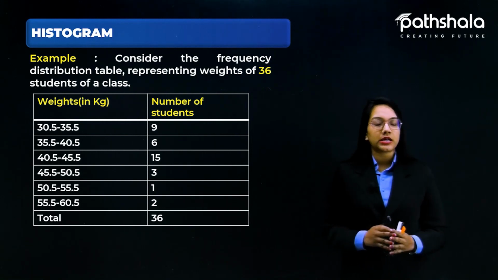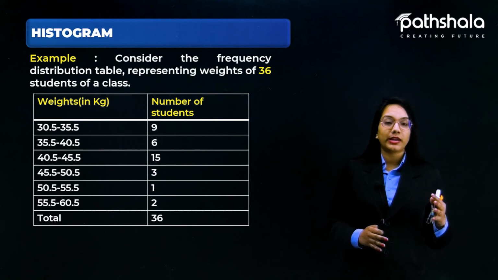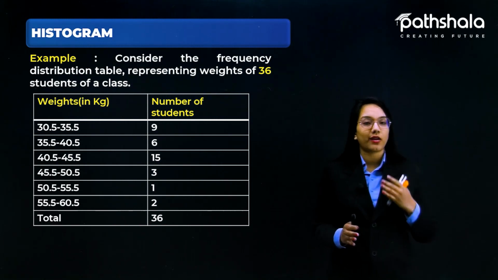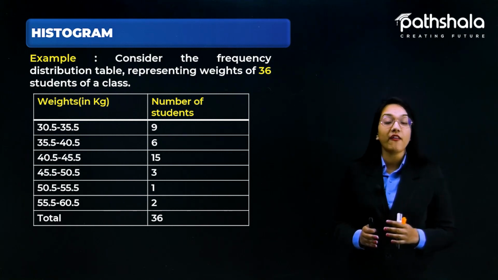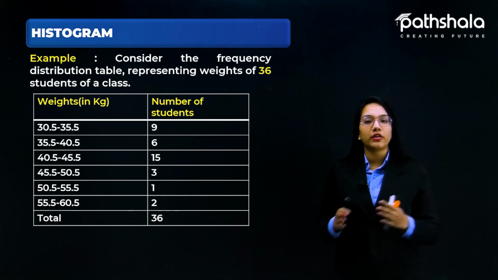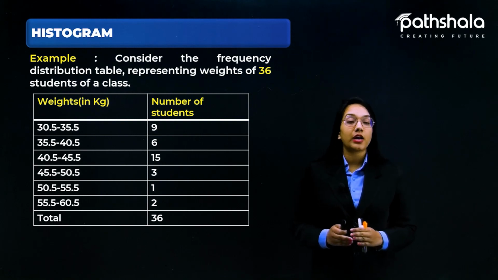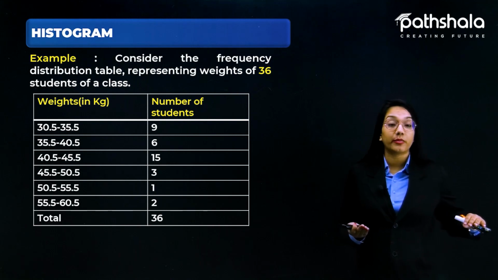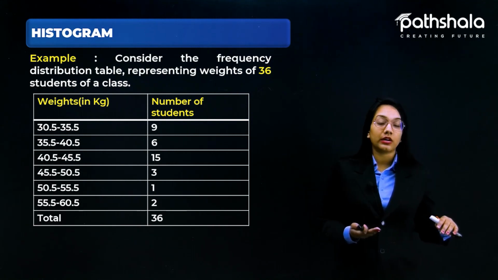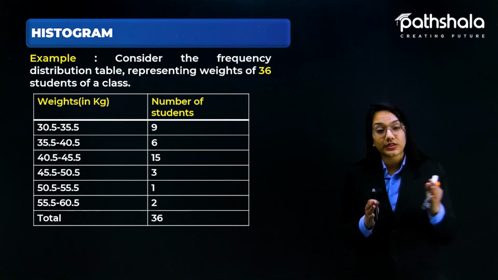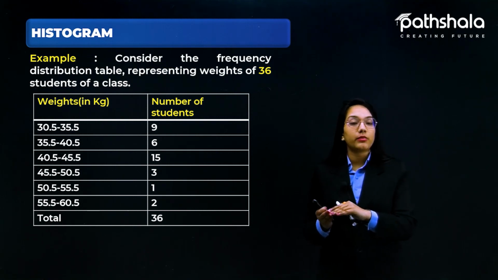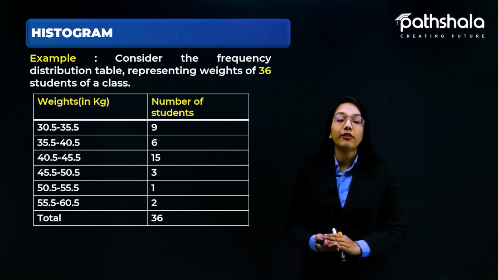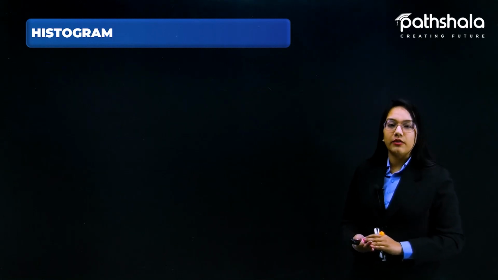Just like the case we already did with bar graphs, in which we took some steps related to how we can construct the bar graph, we also have some steps related to the histogram. If we are going to represent the histogram, then first of all, on the x-axis we represent the weights. As you can see, the weights are the continuous class intervals, so they will be on the x-axis. The number of students, which is the frequency, would be on the y-axis. Let's see the steps related to it.